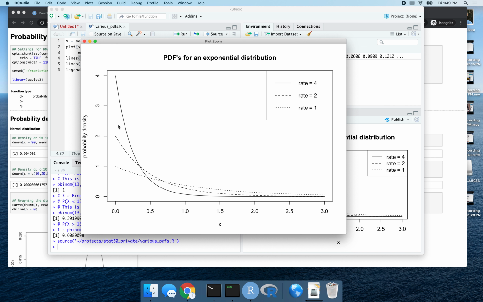And here you can see what happens when you change the rate parameter for an exponential distribution. You get different kinds of shapes, different kinds of PDFs, that is, probability density functions.